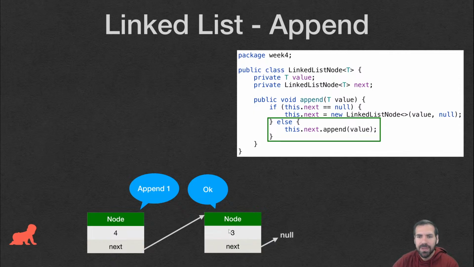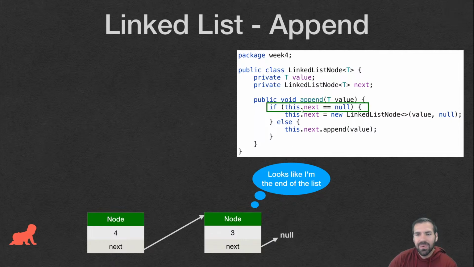And this node is going to check its next. If next was another node, it would just tell the next node, hey, it's your responsibility. And each node is going to tell the next node, hey, it's your responsibility, until we get to a node that has a next of null, which we got right away in this example.